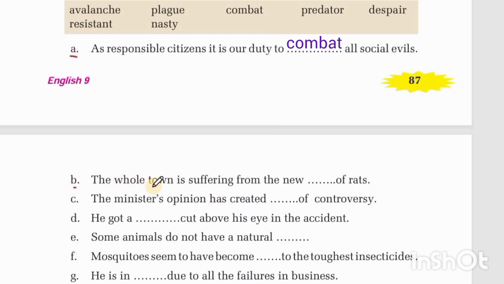B. The whole town is suffering from the new plague of rats. So the town is suffering from the large and overwhelming number of rats. C. The minister's opinion has created an avalanche of controversy. It means the minister's opinion has created a sudden, overwhelming amount of public disagreement or criticism.